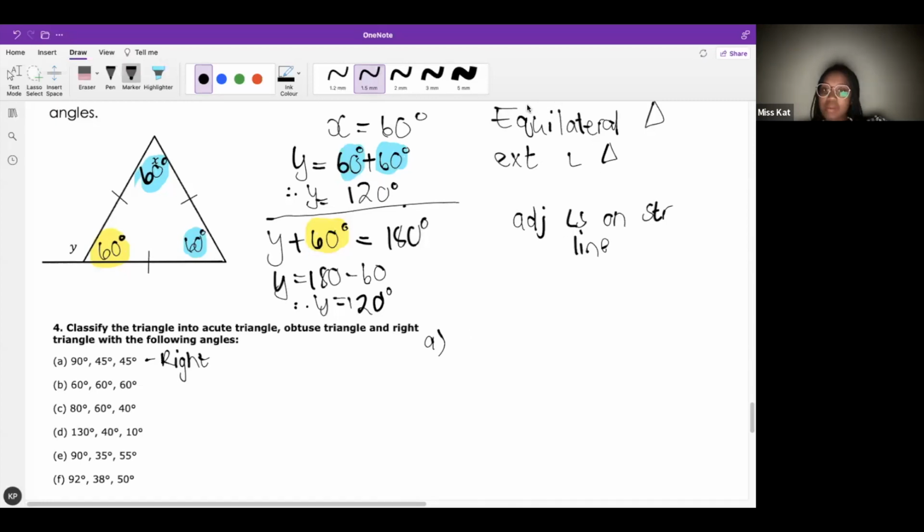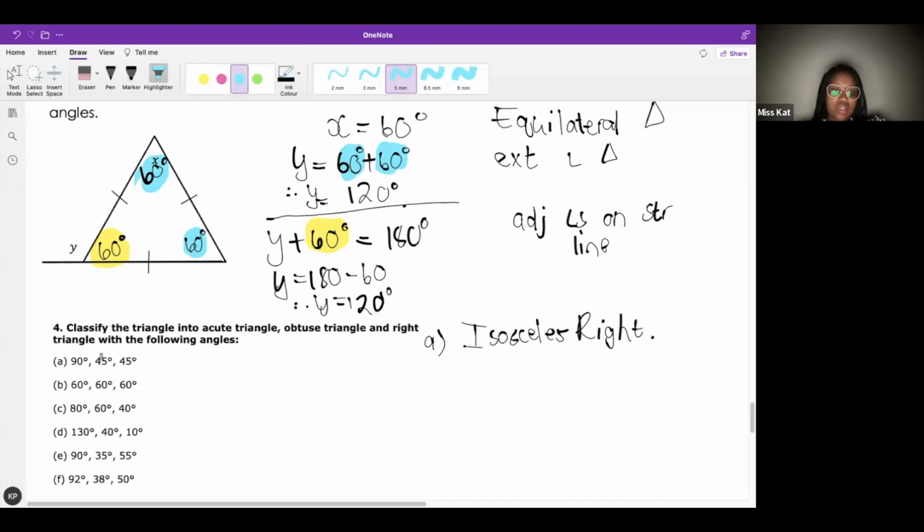What else can you tell me about A? I know they didn't ask, but look at the angles, the sizes of the angles. What type of right? Thank you, Khomoto. It is an isosceles right triangle. That is beautiful, guys. The two other angles are equal, 45 and 45, so that means it has to be an isosceles triangle. Okay, B.